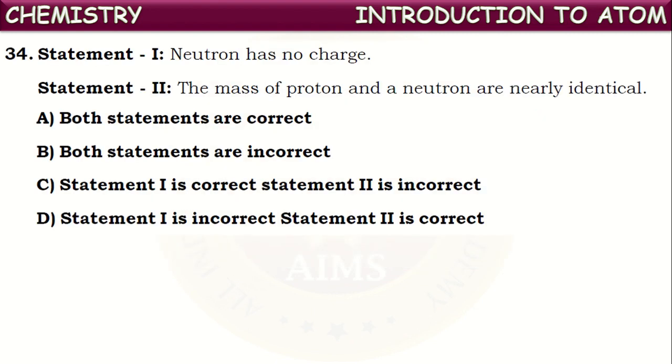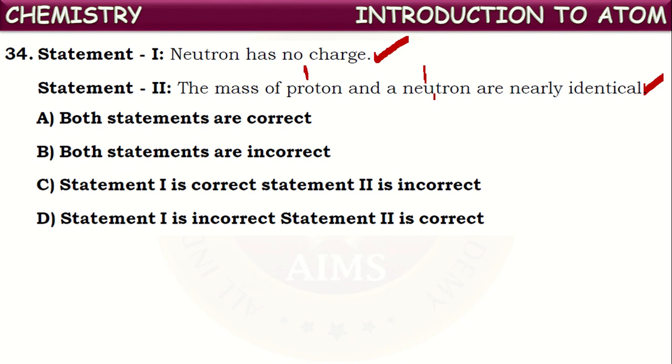Next one. Neutron has no charge. Is it correct? Yes, neutrons are chargeless particles. Based upon that property only, the name neutron was proposed for them, neutral particles. Second statement, the mass of a proton and a neutron are nearly identical. Yes, it is also true. Both are having 1 unit mass, that we say as 1 atomic mass unit.